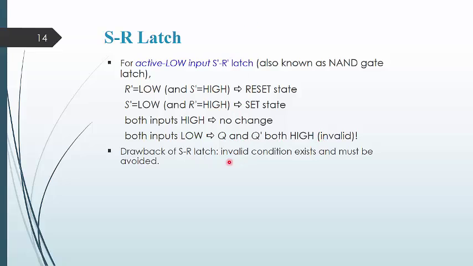And that's why for the SR latch, the drawback occurs. Whether you implement the SR latch or the S dash R dash latch, that means the NOR gate implementation or the NAND gate implementation of the latch, in those cases we will find an invalid condition which exists, and that invalid condition cannot be avoided.